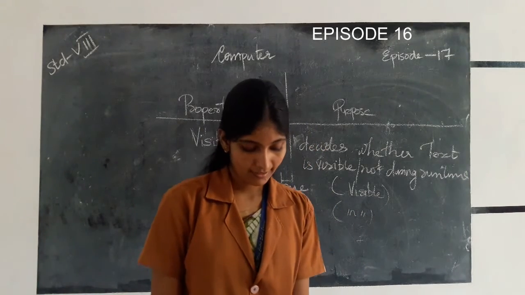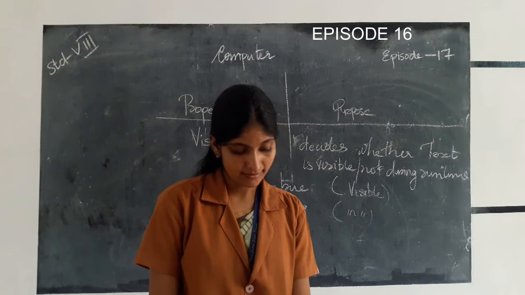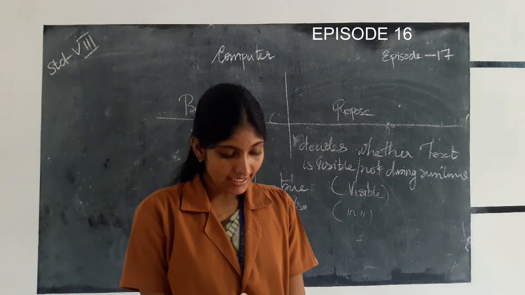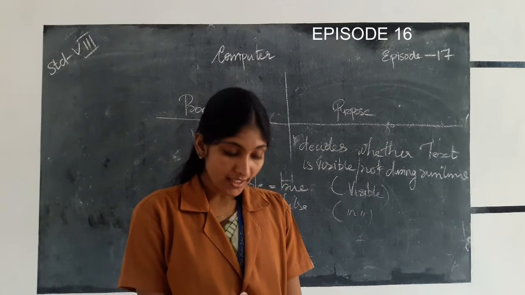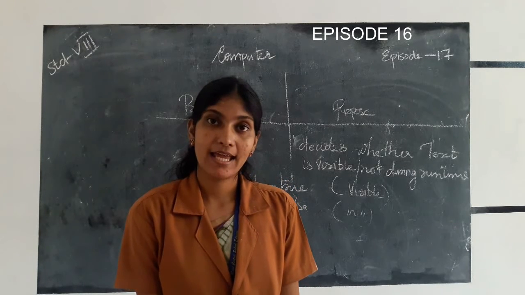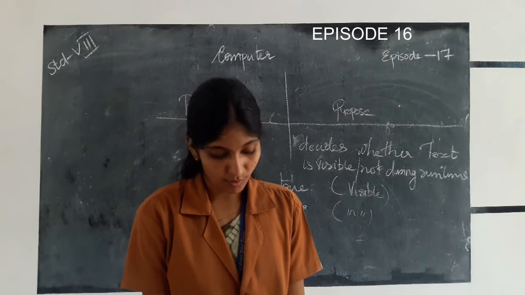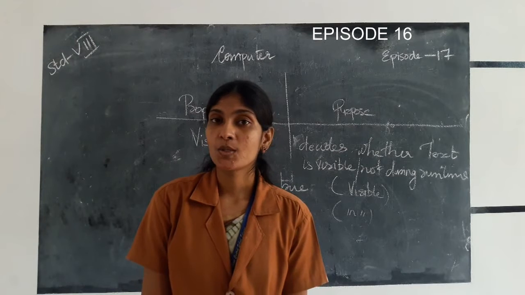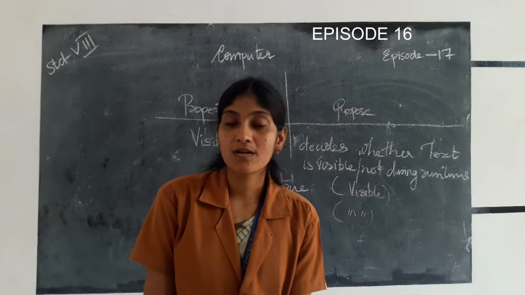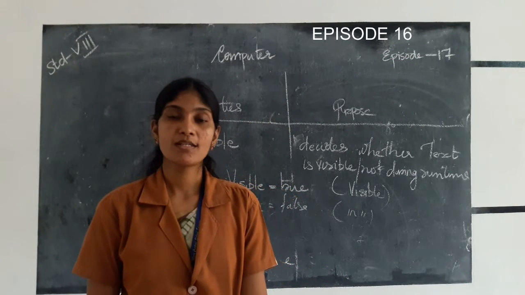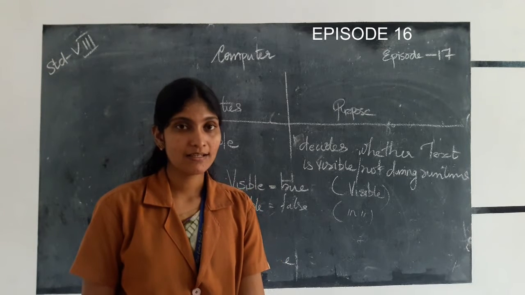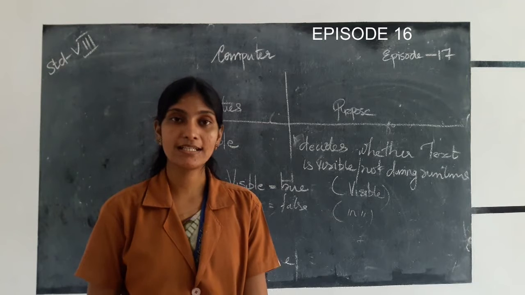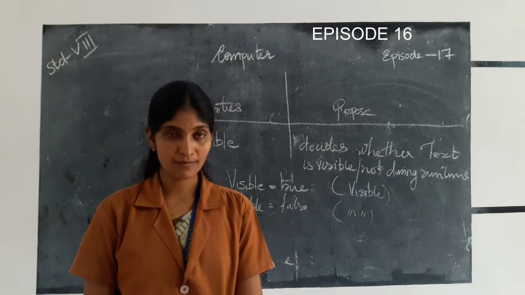Right? Okay. The next is enable. It decides during runtime whether you can enter the text in the text box or not. So if it is enabled, then you can enter the text in the text box. Otherwise you cannot enter the text. That is the enabled property.